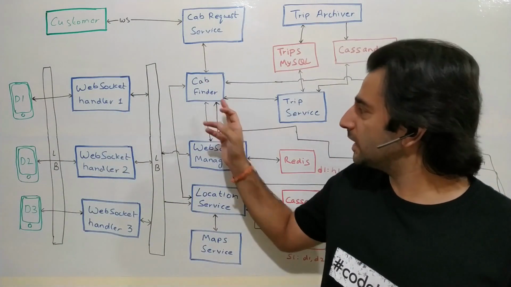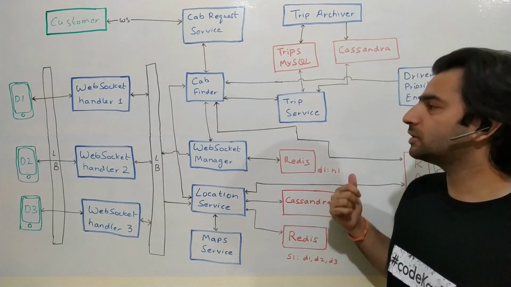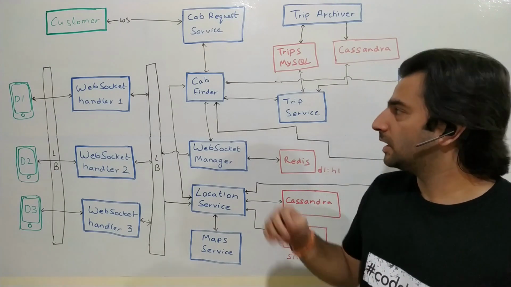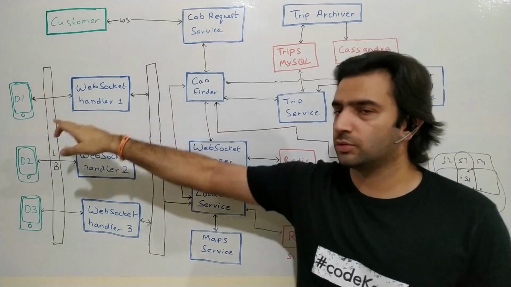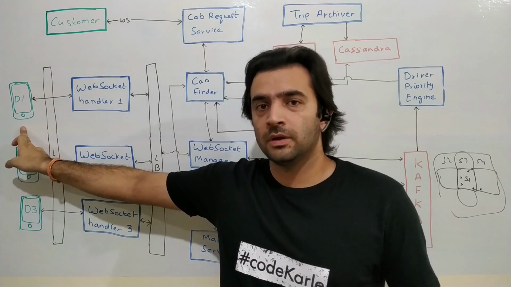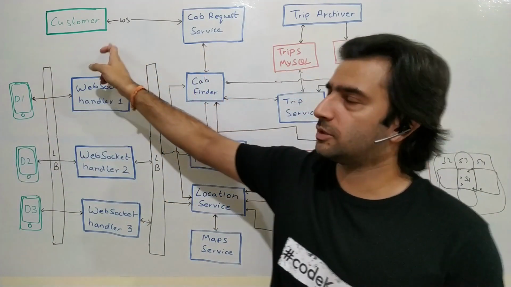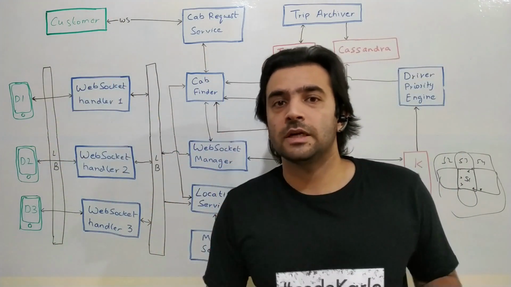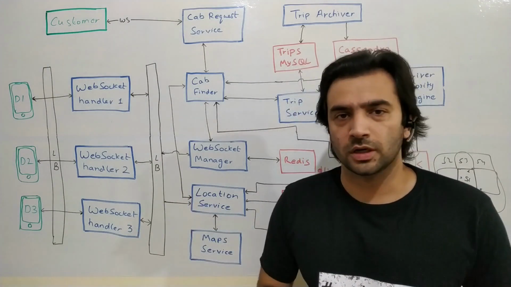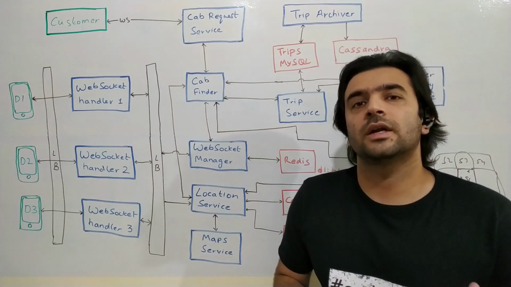It then queries the WebSocket Manager and asks which host was integrating with this particular driver. It will then call the WebSocket handler. Let's say it chooses D1. It will then call handler 1 saying, D1, you have a trip, go do it. The same notification would be sent via cab request service to the customer saying, you have got a new driver, which is driver D1. And then the regular flow follows, wherein the driver starts moving to the customer's location. So this is how we'll figure out how to assign a driver to a customer.